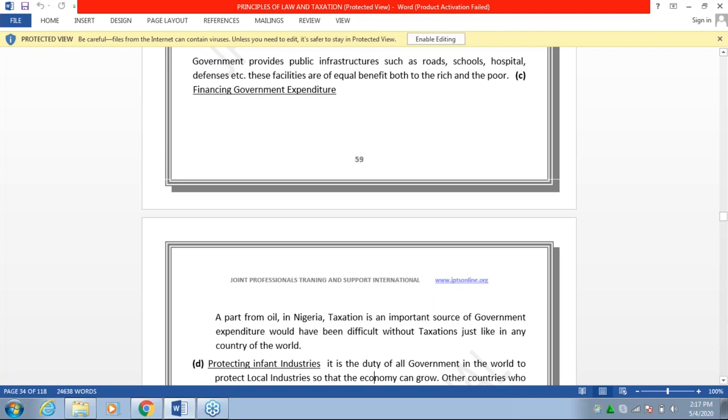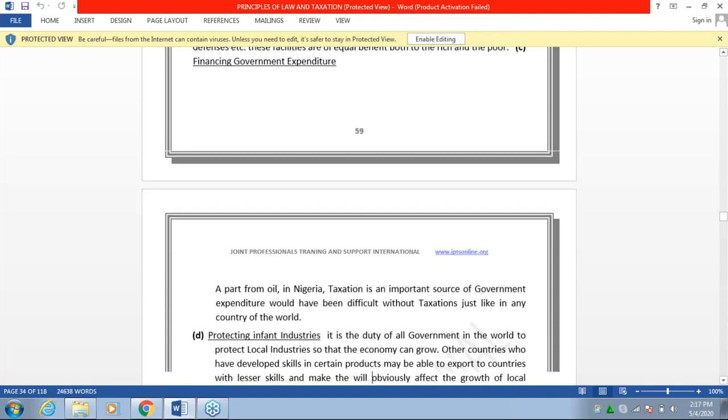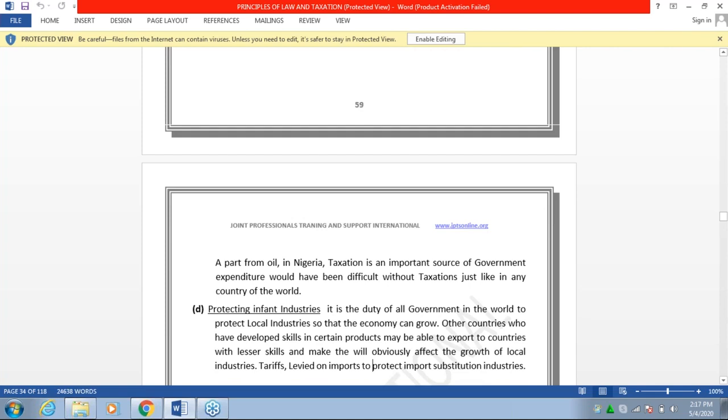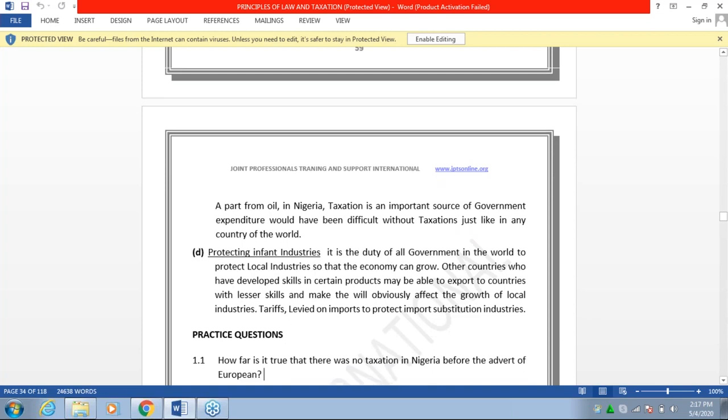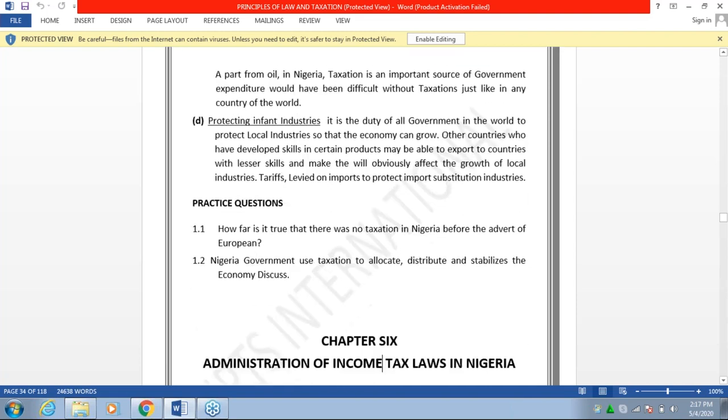Another one is that of protecting infant industries. Yes, the government uses tax to protect the infant industries. It is the duty of the government in the world to protect their local industries so that the economy can grow. Other countries that have developed skills in certain products may be able to export to countries with lesser skill, and this will obviously affect the growth of local industries. Like when we talk of tariffs, which is the levy on imports to protect import substitution industries. So that is that on that.